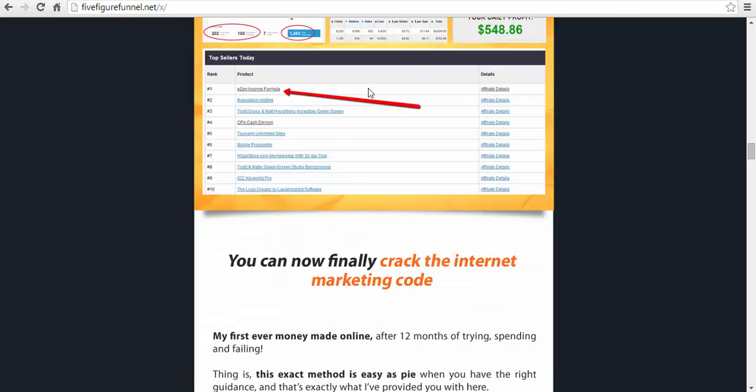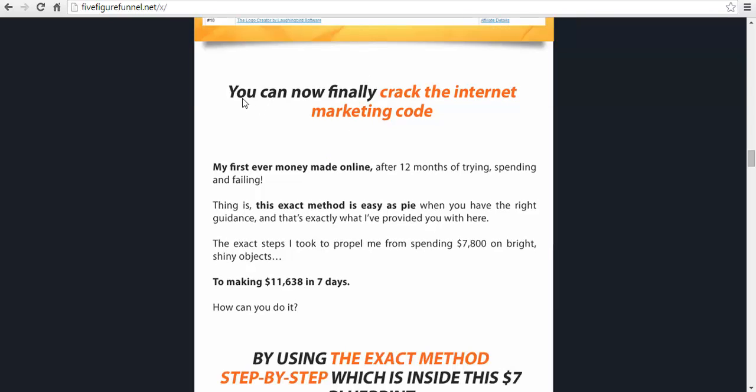And then also I just wanted to include this proof shot here. The product that I launched, which was a 5-figure product, actually top seller on JVZoo. This was top seller, which was pretty impressive and really exciting for me. It was awesome. It really was. So another subheadline: you can now finally crack the internet marketing code.